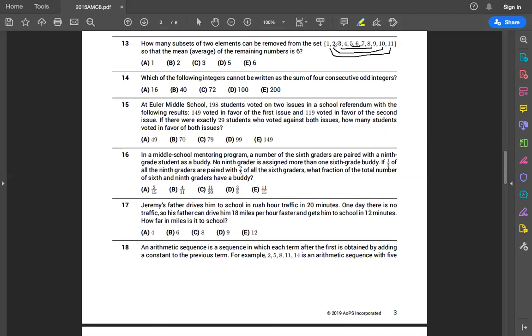So if we remove 2 numbers and keep the same average, then the average of the numbers that we remove also has to be 6. So actually the number of subsets of 2 elements that we can remove is exactly the pairs that we already connected here. Removing 1 and 11 will keep the average at 6, and so will any of the other 3. Oh, sorry, I missed one pair, 4 and 8, right? So there are actually 5 pairs that we can remove.